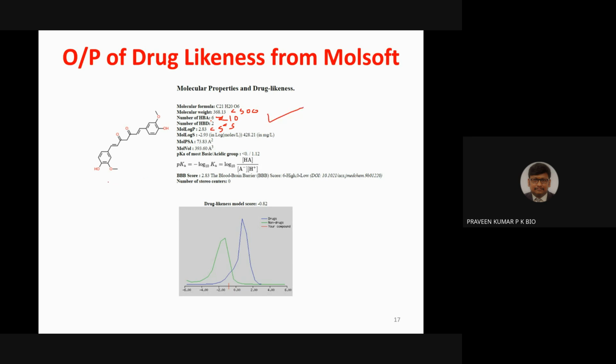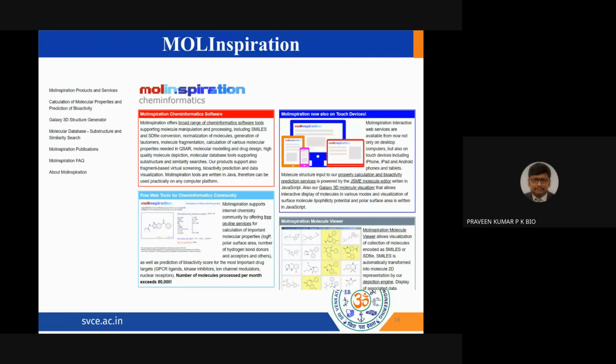You know what the name of this drug is? Curcumin. Curcumin is showing the drug likeness property, so we can consider this compound a drug. And you find a drug likeness score of minus 0.82 from Molsoft. If the value lies between -2 and +2, you can say it behaves like a drug. Our compound lies at minus 0.82, so it follows the drug likeness property according to Molsoft.